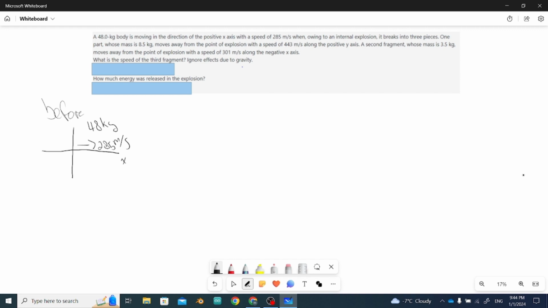It breaks into three pieces. So after, I'm going to draw each piece separately. One part whose mass, so this one will be 8.5 kilos, moves away from the point of explosion along the positive y-axis. So here, 443 meters per second. The second fragment, whose mass is 3.5 kilos, so that's the second one, moves away from the point of explosion with a speed of 301 meters per second along the negative x. So negative x is here. That would be 301.